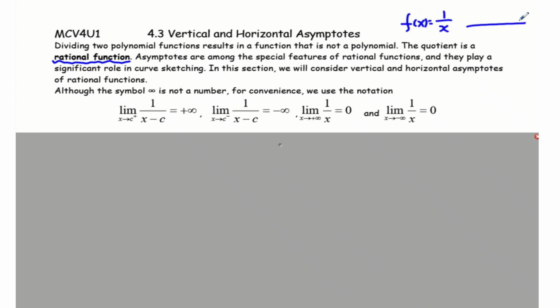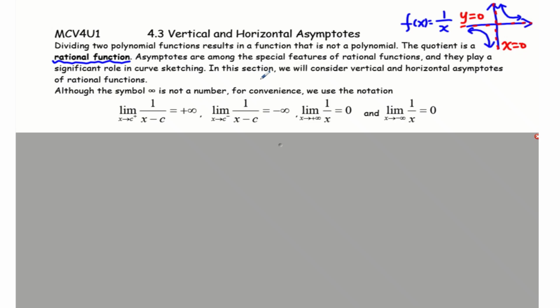When we do the graphing of this one, we know we have two branches. So this one and this. And the most important feature for this one is it has two asymptotes. One is a vertical asymptote, x equals 0. Another one is a horizontal asymptote, y equals 0. So in this lesson, we are going to discuss more about vertical and horizontal asymptotes of rational functions to help us do the curve sketching.